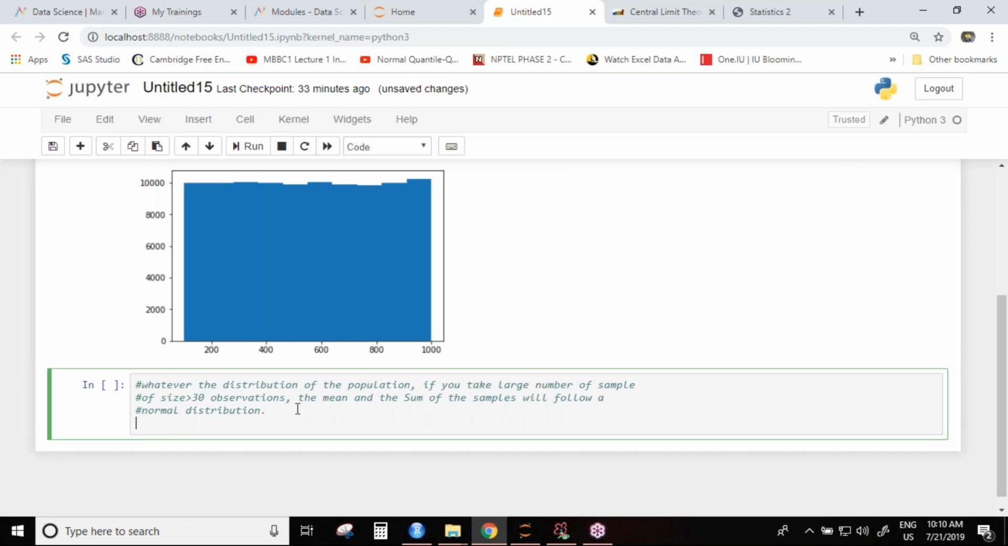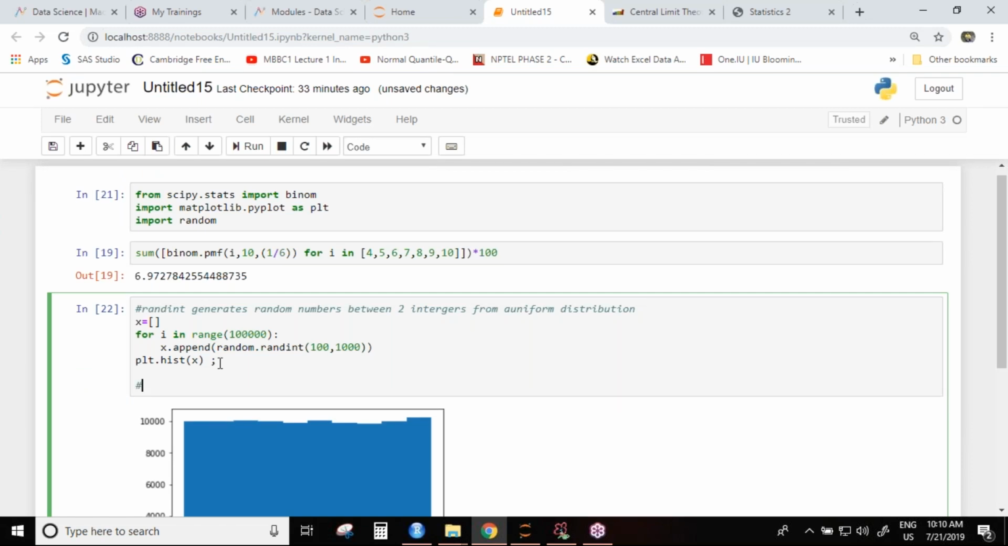So what is your x now? Let me write it down here. x is the population, which has 1 lakh numbers from 100 to 1000, and this population follows a uniform distribution. All of you understand, right?